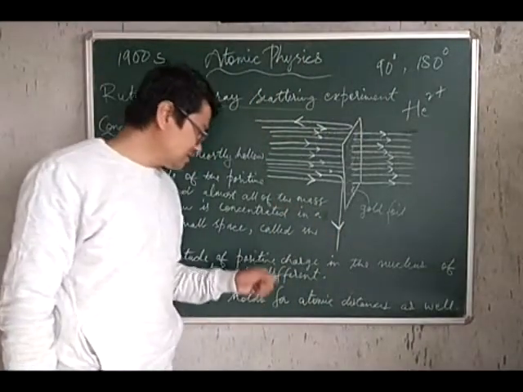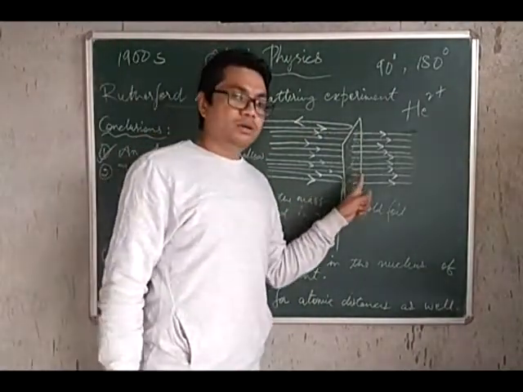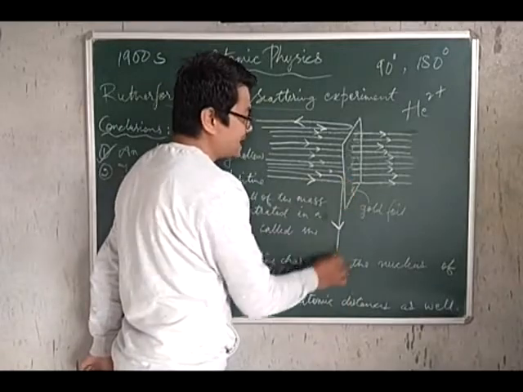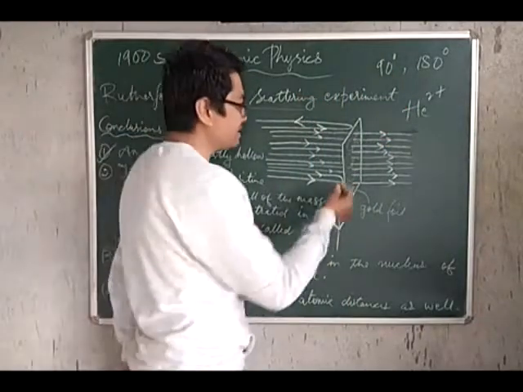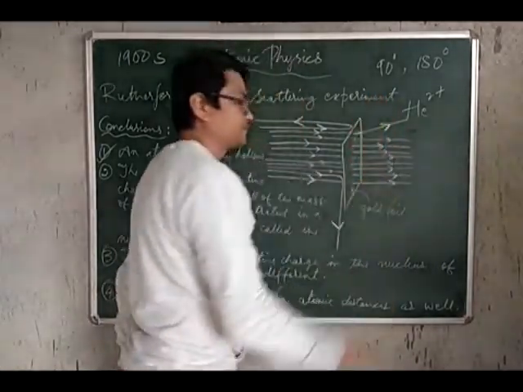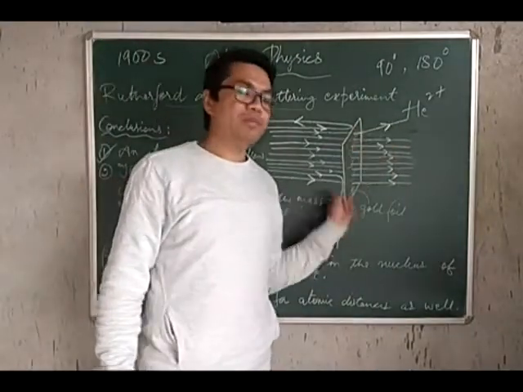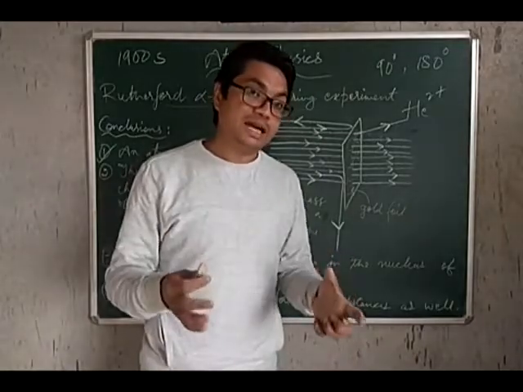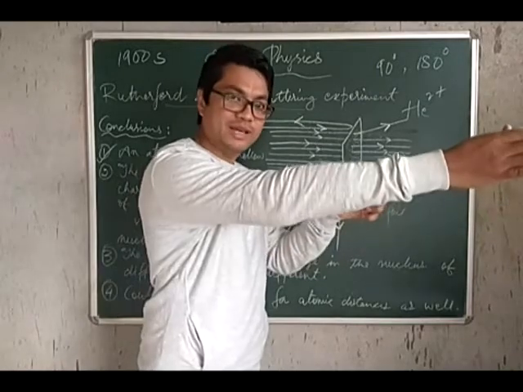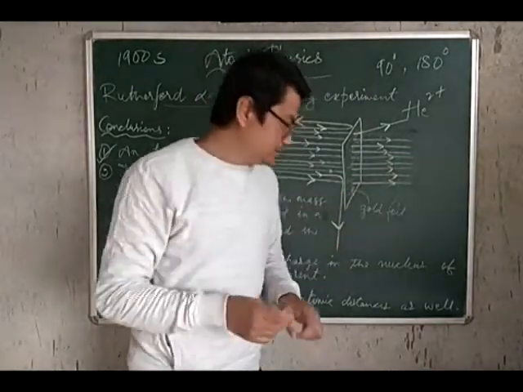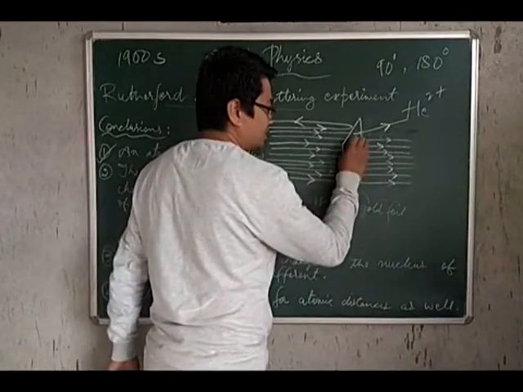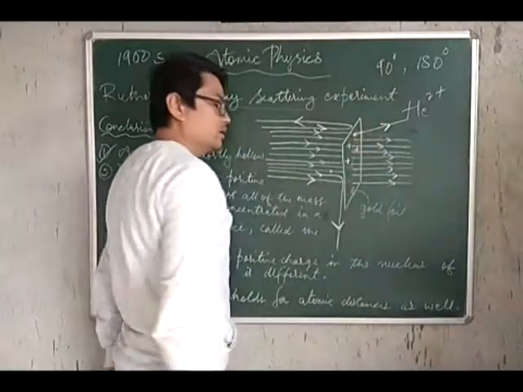Then the second important conclusion is that since helium nuclei themselves are positively charged, and some were getting scattered by 90 degrees or 180 degrees, and there were some which were getting scattered by very, very small angles, they get scattered because of repulsion. There has to be some repulsive force which deflects them from their actual path. So since helium nuclei themselves are positively charged, there has to be a positive part in the atom. That is what Rutherford concluded.